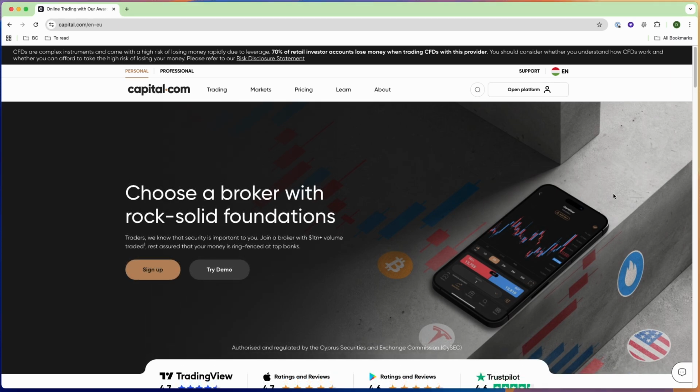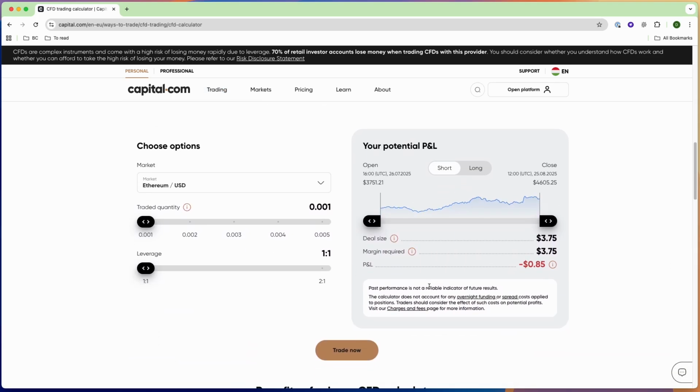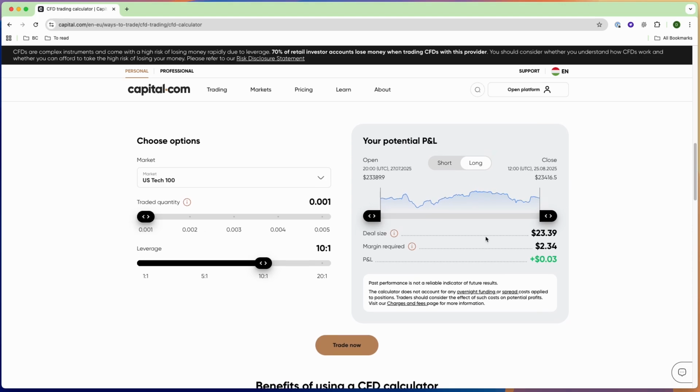First, let's look at capital.com's CFD calculator. If you hover over Trading in the header of the homepage, under Trading Tools, you can click on the CFD calculator. The CFD calculator lets you simulate profits or losses of a CFD trade over a time period with a few example assets. You can set traded quantity, leverage ratio, and switch between long and short positions. A significant shortcoming of the tool is that it doesn't include spreads and overnight funding costs, so your real P&L may look very different.